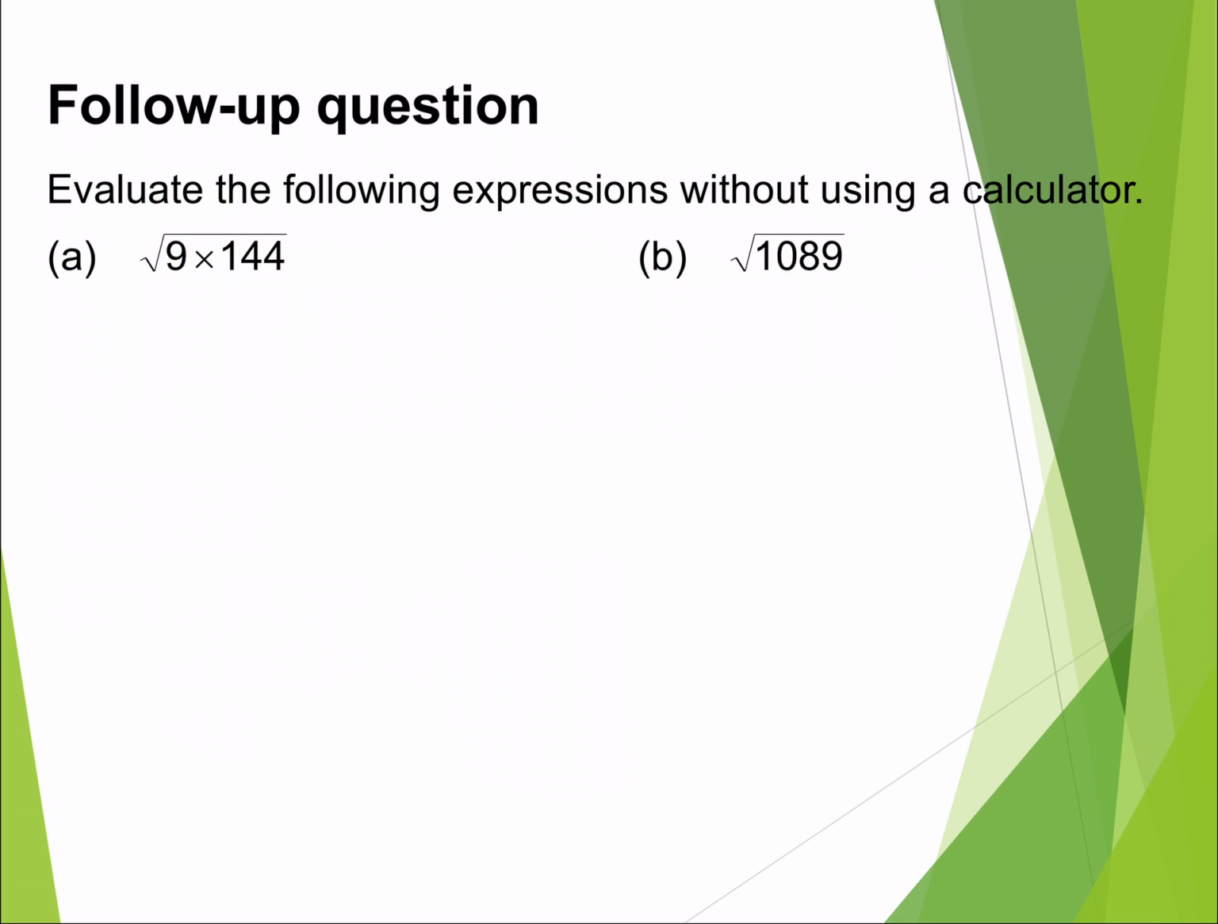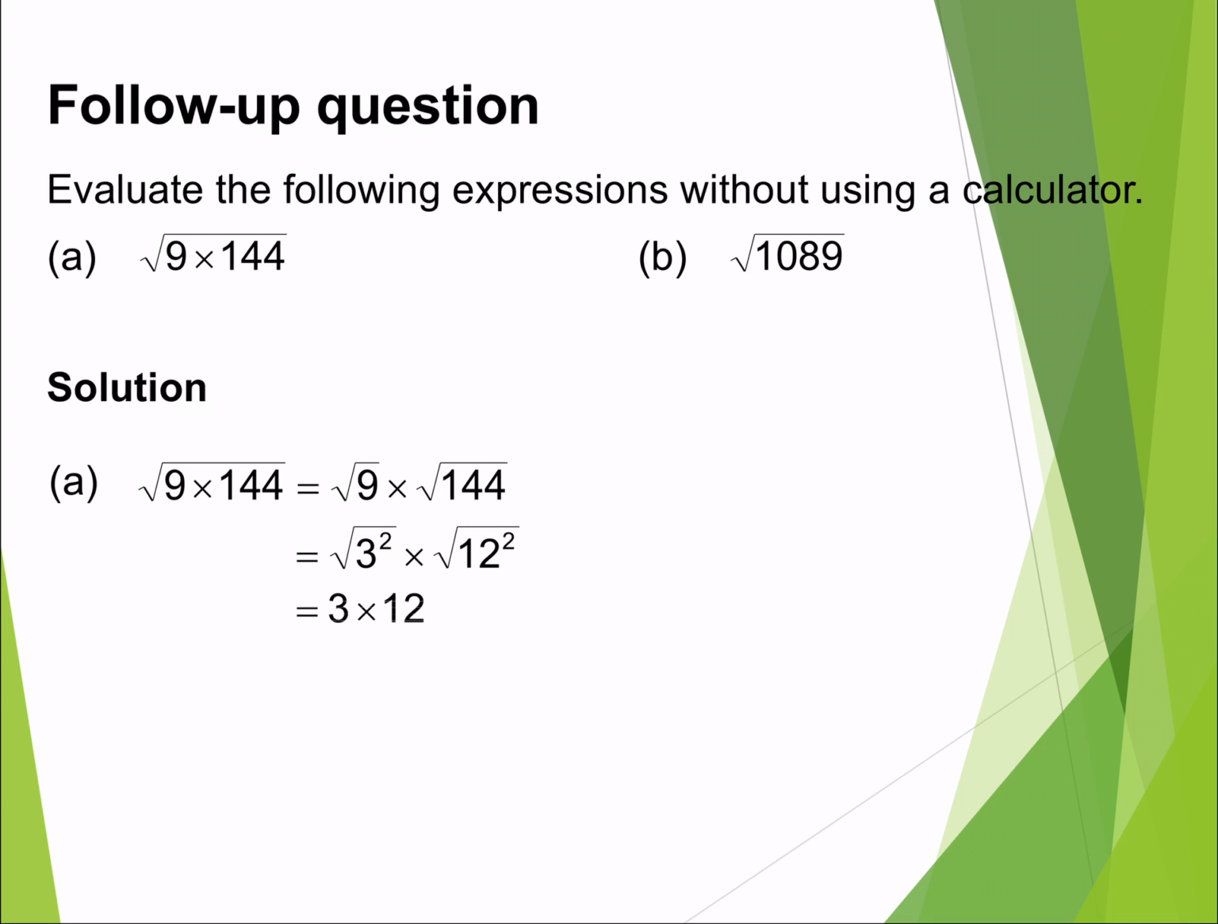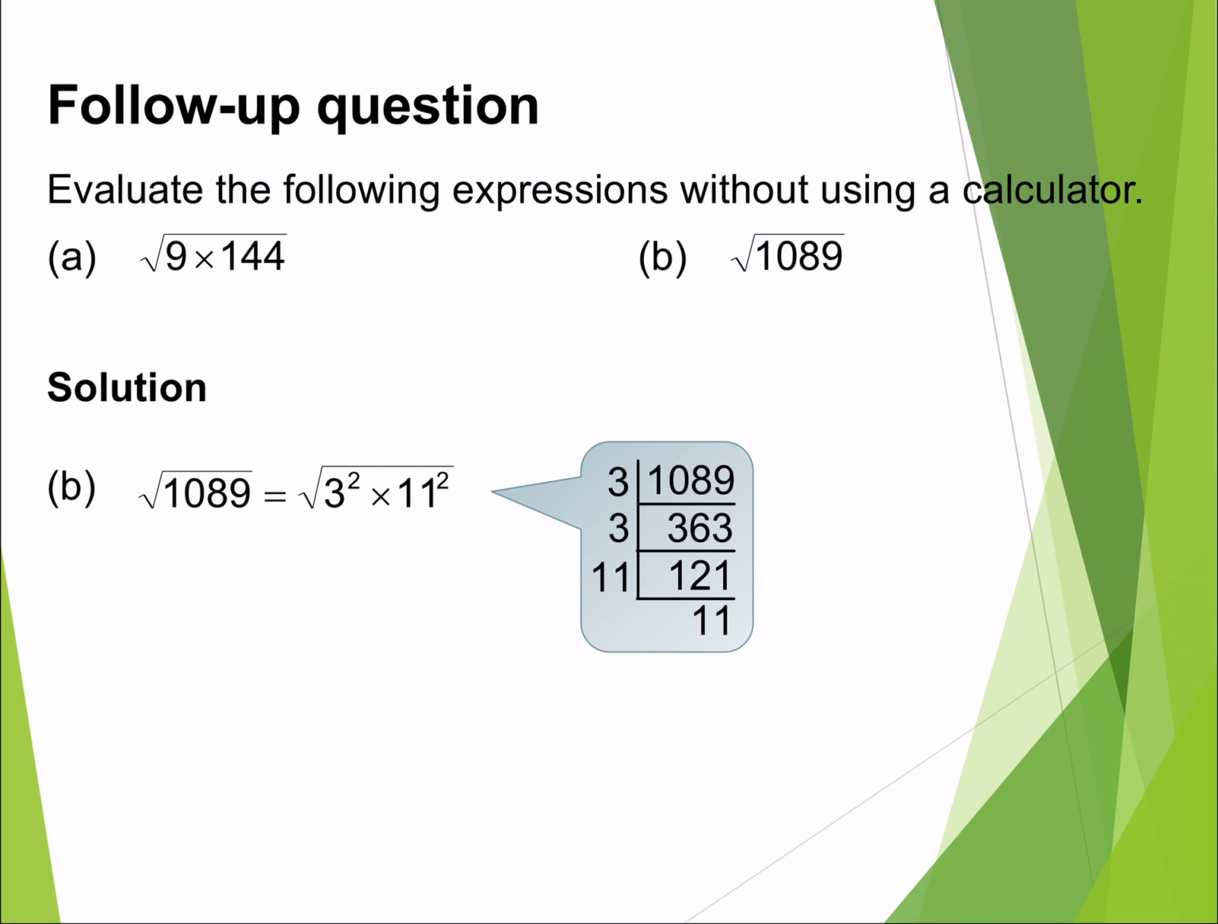Some more examples. Part A, it will equal square root 9 times square root 144. So it equals 3 times 12, 36. Part B, we will do the division and find that 1089 will equal 3 squared times 11 squared. Okay, distribute the square root, and then it will equal 3 times 11 equals 33. So do you get the property of the surd?